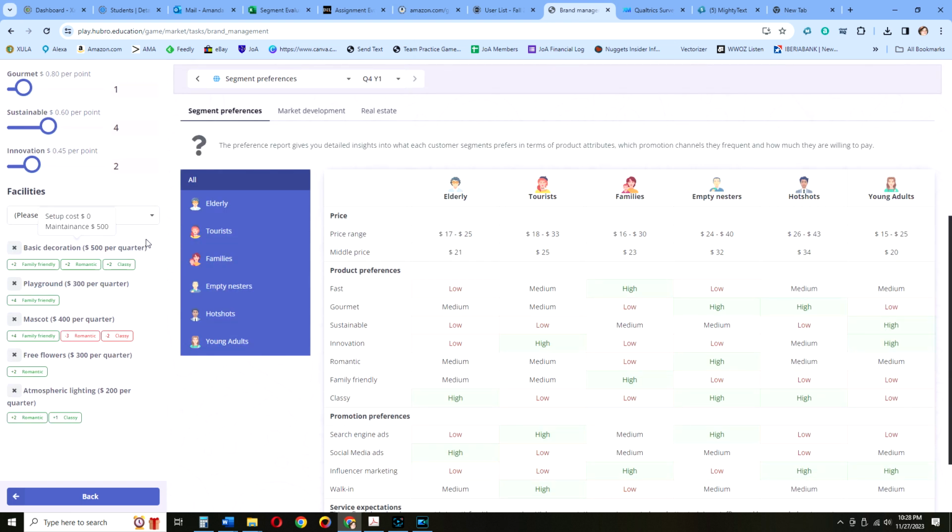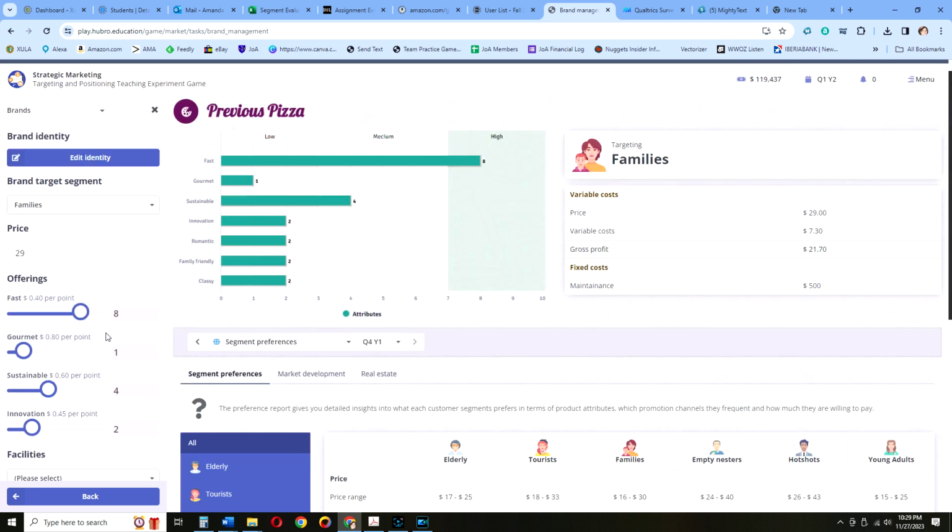Now, the facilities section is a little trickier. So in the facilities section, let's remember from our information in the brand positioning chart, we learned that families want a 2 rating for romantic, a 1 rating for classy, and a 10 rating for family friendly, which is most important to them. So let's say, for example, when you start out, it has basic decoration at 500 per quarter. That's giving us 2 family friendly points, 2 romantic points, 2 classy points. We only needed 2 romantic points and we only need 1 classy point. And so 2 is above and beyond, so that's fine. But we need to do a lot to make it family friendlier because we need a 10 rating here.